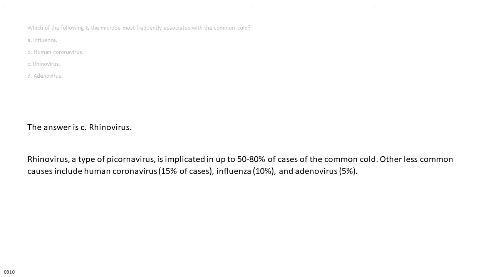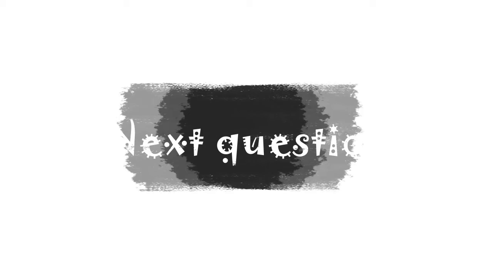The answer is C. Rhinovirus. Rhinovirus, a type of picornavirus, is implicated in up to 50 to 80% of cases of the common cold. Other less common causes include human coronavirus, 15% of cases, influenza, 10%, and adenovirus, 5%.